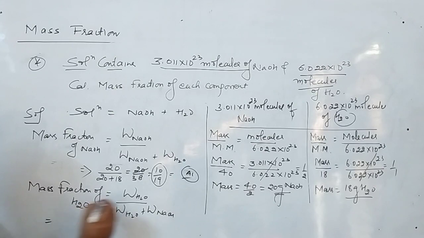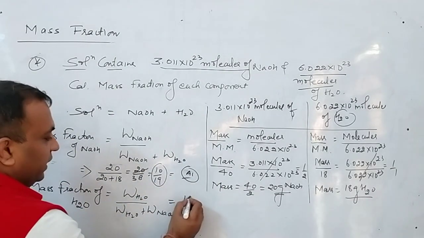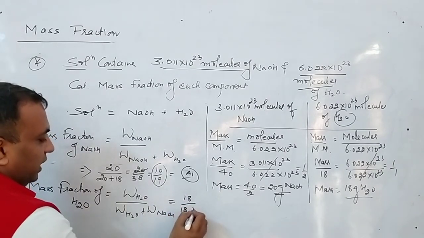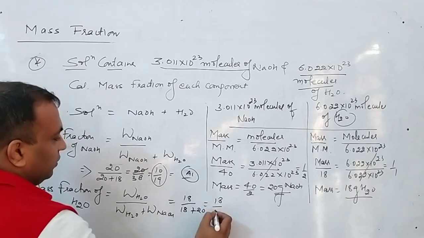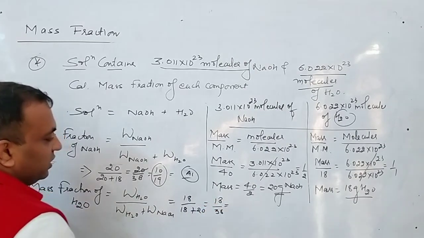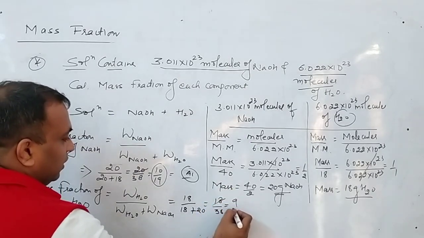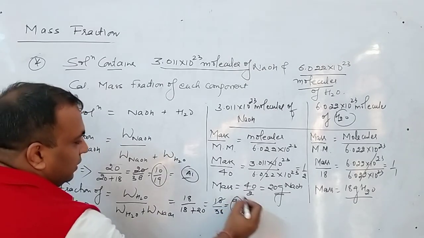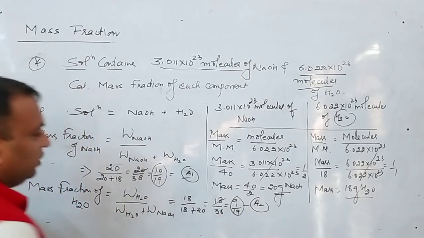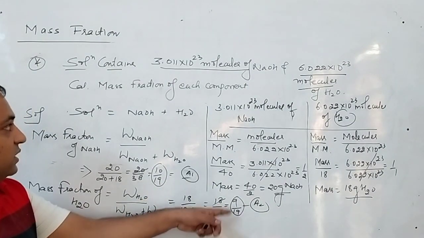Similarly, now the mass fraction of water. What is the mass of water? 18 upon the mass of water 18 plus NaOH 20. So this will be 18 upon 38. So what does this come out to be? 2 nines are 18, 2 nineteens are 38, so 9 upon 19. Clear? This is A2. Mass fraction of NaOH is 10 by 19, mass fraction of water is 9 by 19.